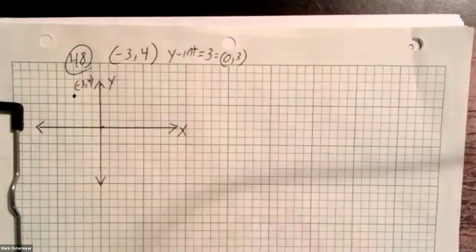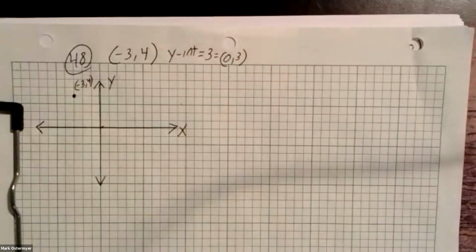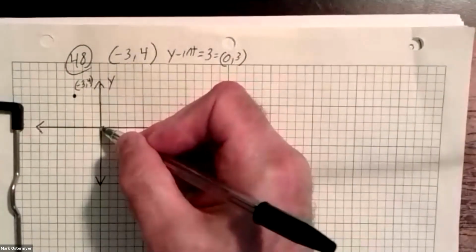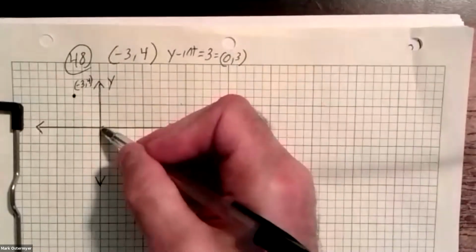Now what do we do after that? We plotted that point. What do we do next? Plot 0, 3. Yeah, we've got to plot the y-intercept, 0, 3. They told us that's what it was. Start at the origin, and how do I move to plot 0, 3?